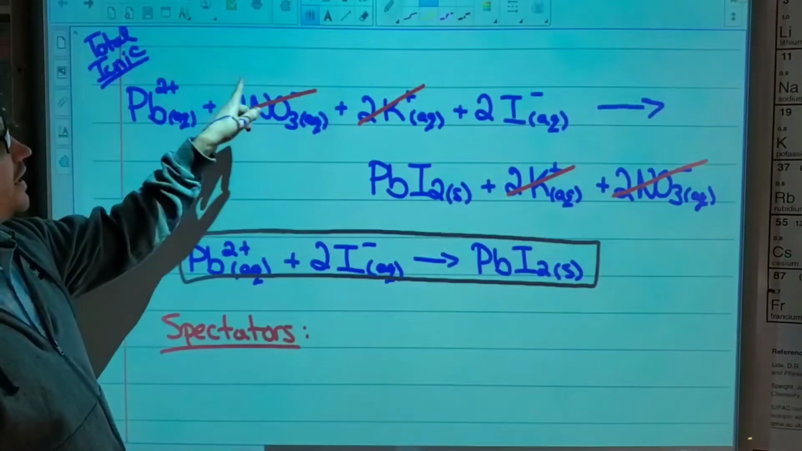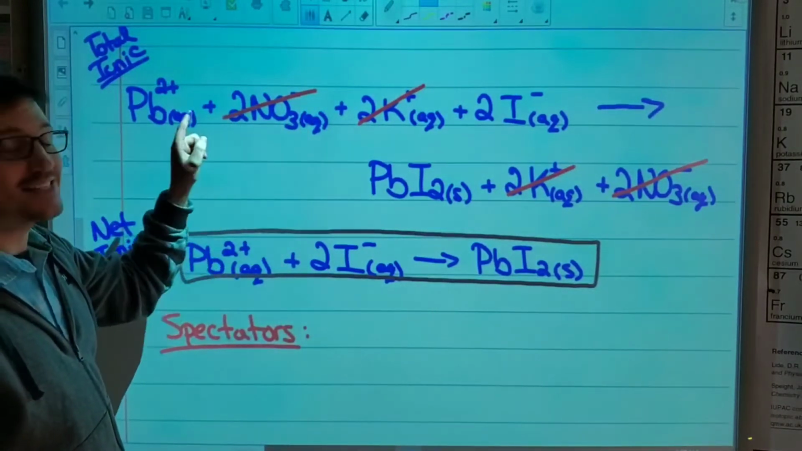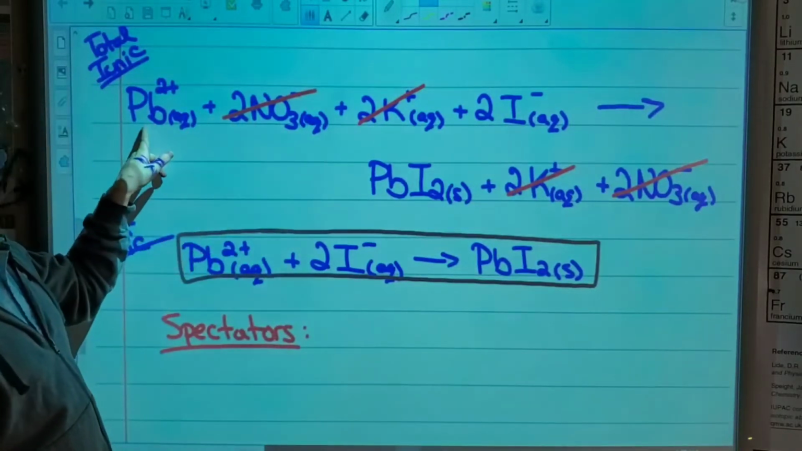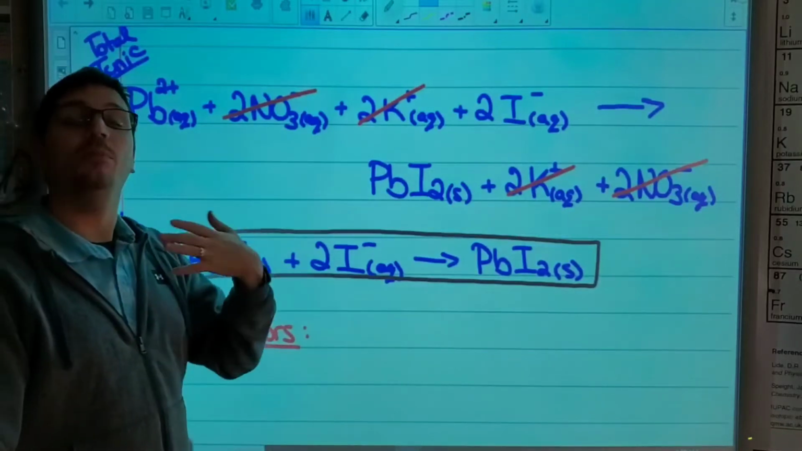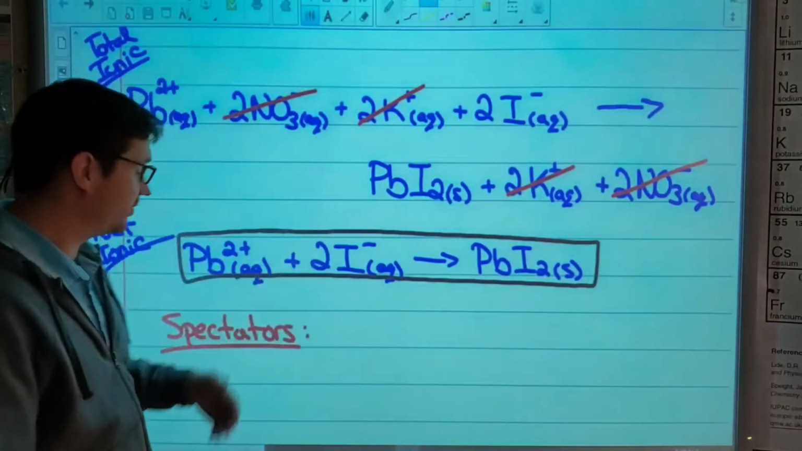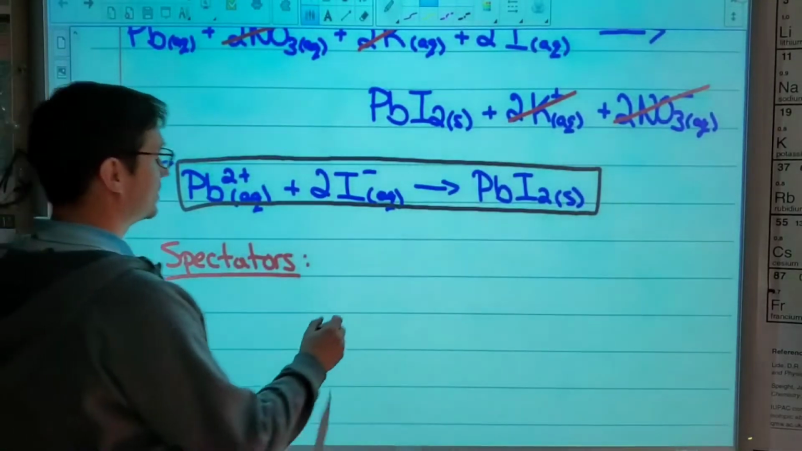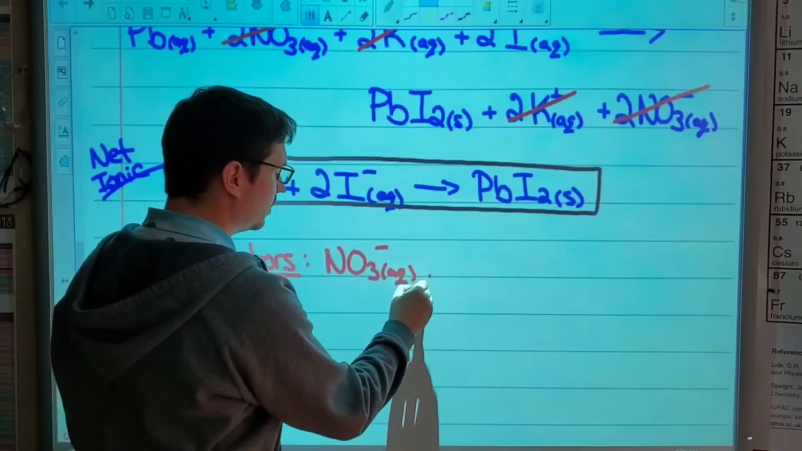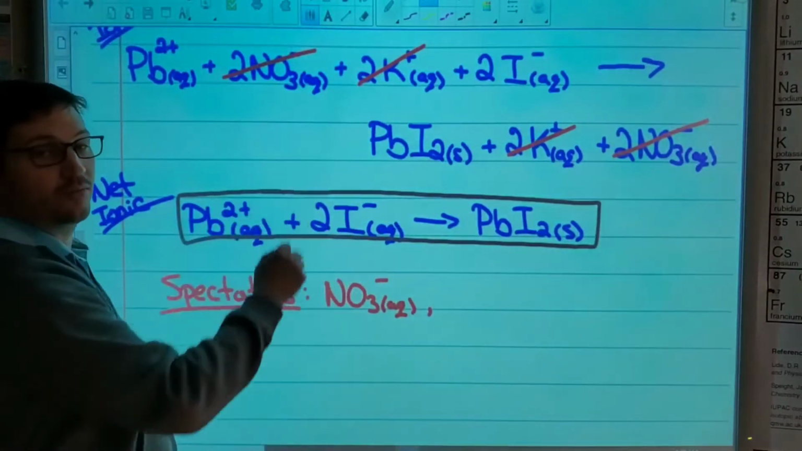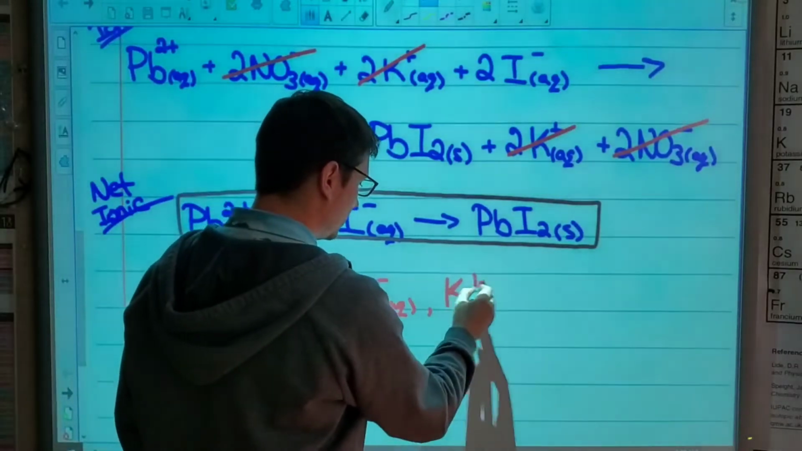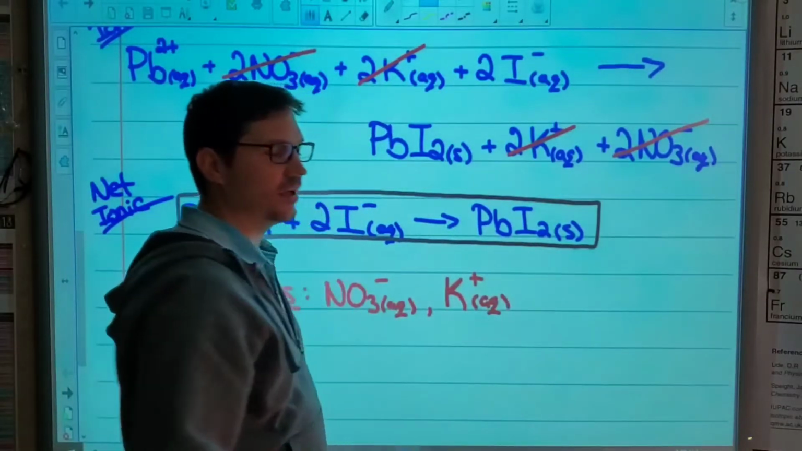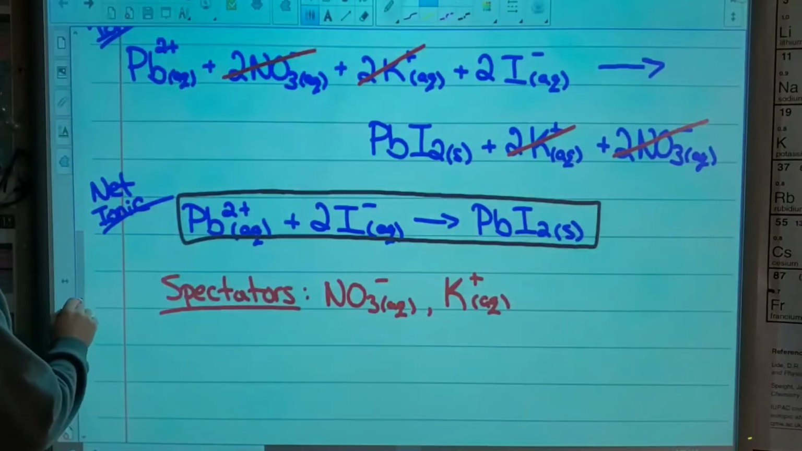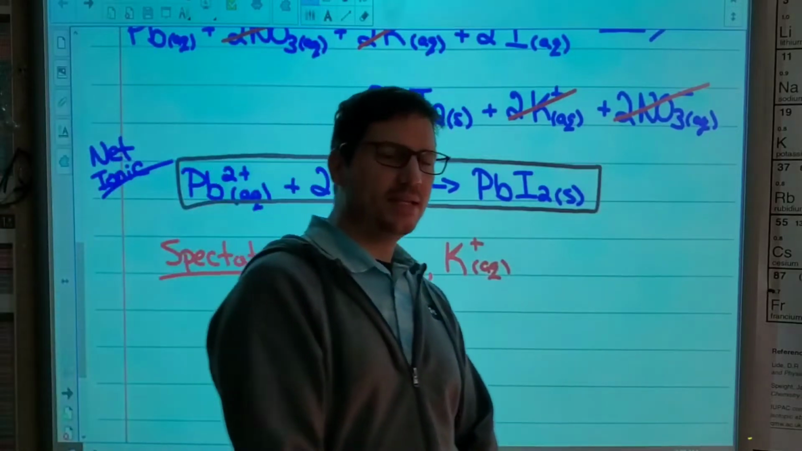So the first spectator I come across is nitrate. Yeah, it says 2 nitrate, but that's just because 2 of them were hooked up with lead at the beginning. Just tell me who was involved, or who wasn't, not how many. So nitrate was a spectator, and then the other spectator that we crossed off was potassium ions. You're just listing who wasn't involved in the reaction. Okay, so hopefully that makes sense.